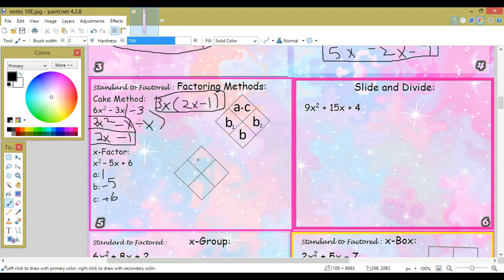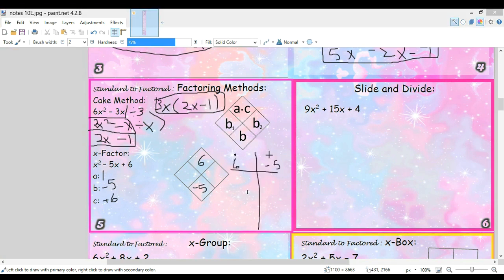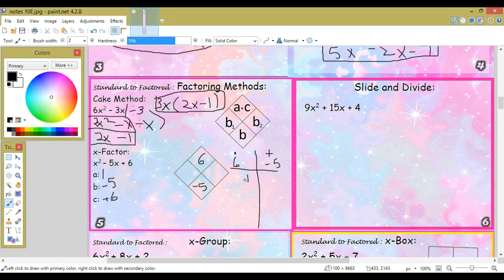In this box, we want to write a times c. That's 6. In the bottom box, we will write b, negative 5. In the two side boxes, we want to find two factors that multiply to give you the top number 6, and they add to give you the bottom number negative 5. So let's first write all the factor pairs of 6. We have 1 times 6, 2 times 6, no, 2 times 3.